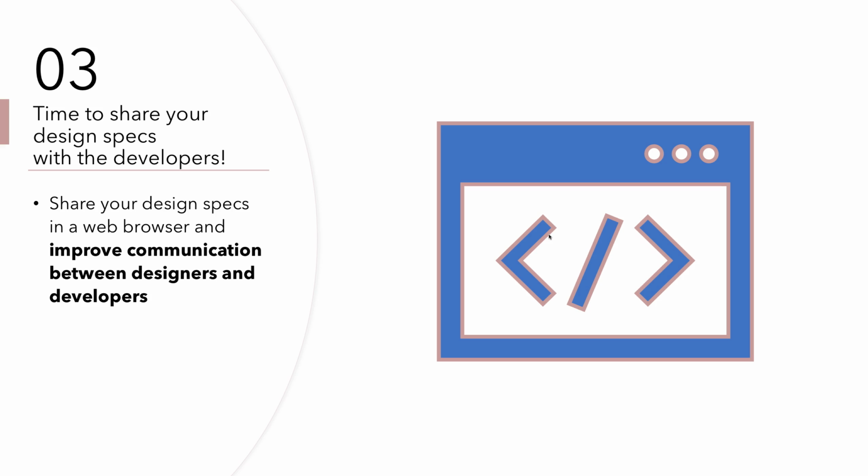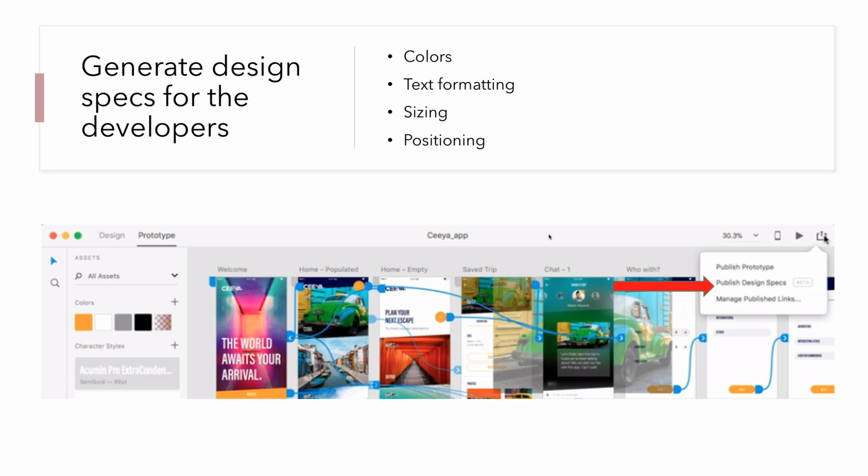And the third overall phase, from my point of view, graphic design, is when you get this done and you've agreed on your wireframe and you're really down to the brass tacks, it's time to share your design specs with the developers. You've all agreed on the wireframing, how it flows from one page to another. So by sharing these design specs, it's going to improve the communication between designers and developers. So back in Adobe XD, you can generate the design specs for the developers.